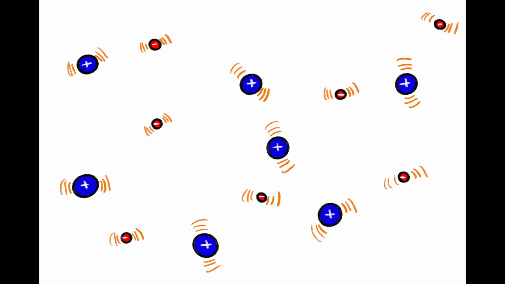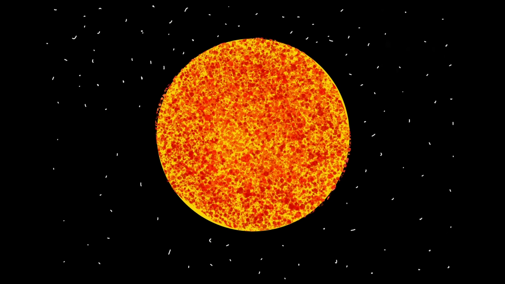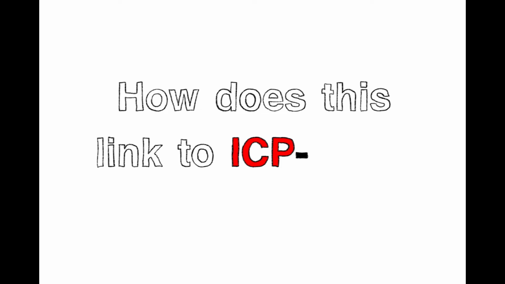In the plasma state, electrons are stripped off atoms and move freely amongst cations. In our day-to-day life, we see plasma in flames, lightning, and the sun. But how does this link to ICP-AES? Many scientific inventions that change the world have been inspired by nature.